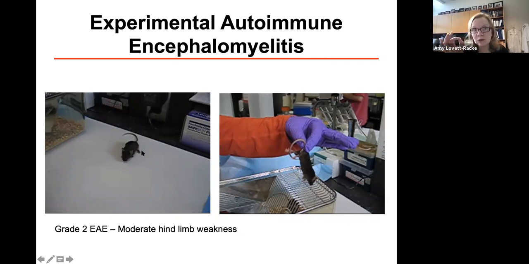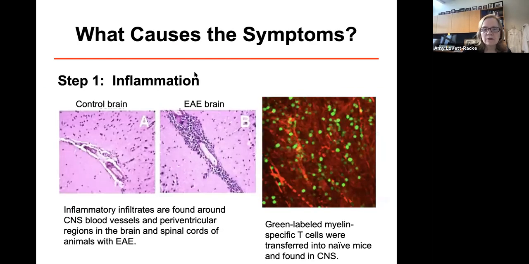And so this is called a wide base. So they spread their legs out to become steady to compensate for their weakness. And humans do the same thing. You'll see patients often will spread their legs out to make them more stable when they're weak. So the symptoms of EAE and MS are caused initially by the inflammation.